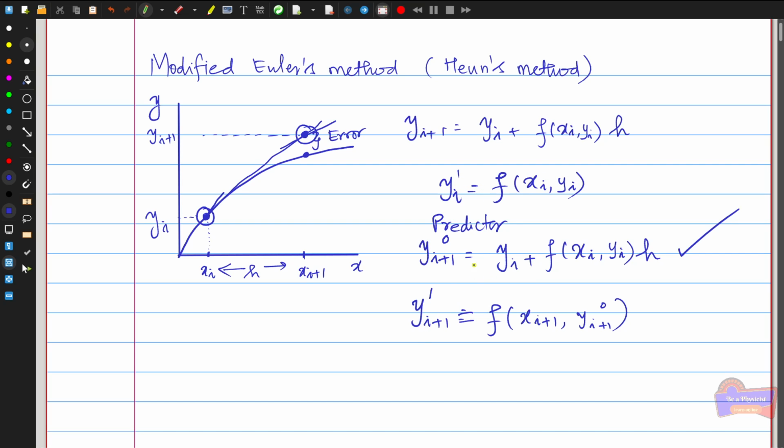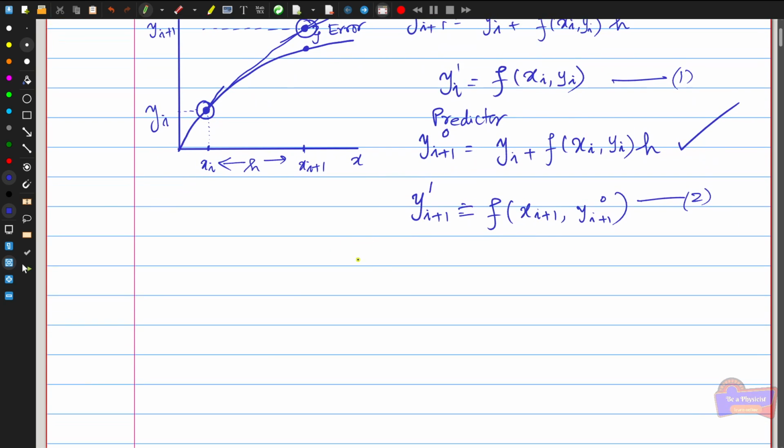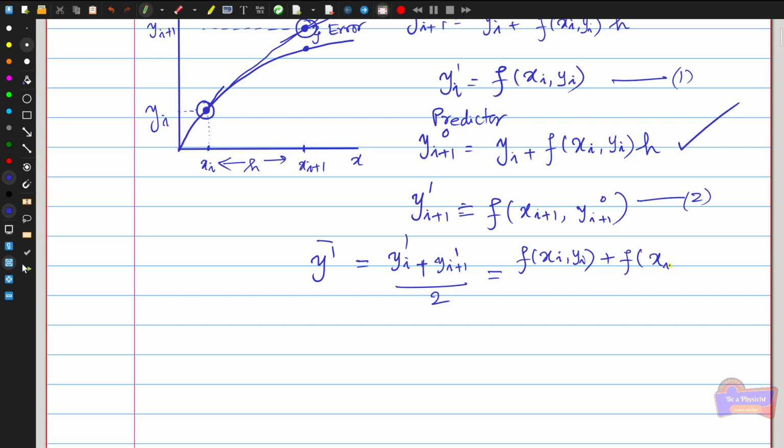So what I am going to do is combine these two slopes, equation 1 and the slope 1 and slope 2, and write another equation. Let us take y prime bar, which is equal to (y_i' plus y_{i+1}') divided by 2. So that is going to be f(x_i, y_i) plus f(x_{i+1}, y_{i+1}^(0)) divided by 2. Okay, so this is my slope now.